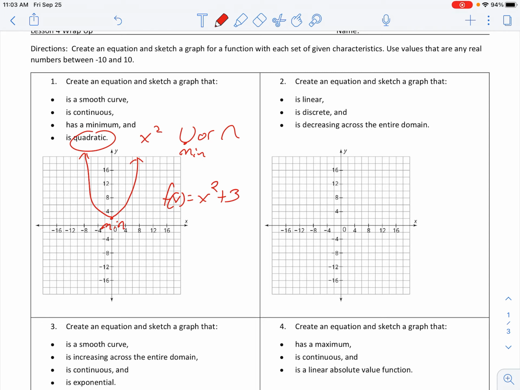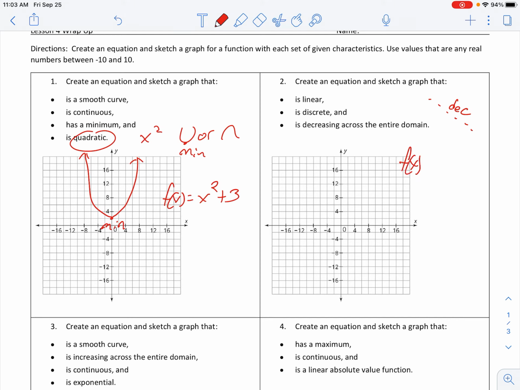Okay, number 2, create something that is a linear. So linears are lines, increasing, decreasing, or constant. It's got to be discrete, so it's going to look something like one of these 3 options. And it's decreasing across the entire domain. So because I want it to be decreasing, I want to create something that looks like this, where it's discrete and decreasing.